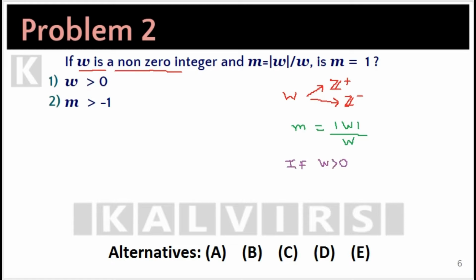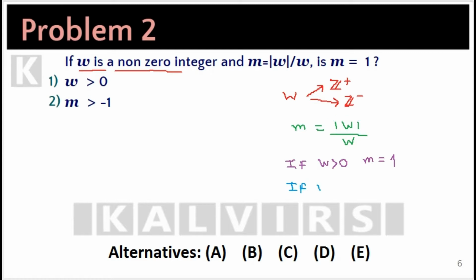If W is a positive number, what is the value of M? If W is a positive number, then this quotient must be 1, since this is positive W over positive W, which equals 1.